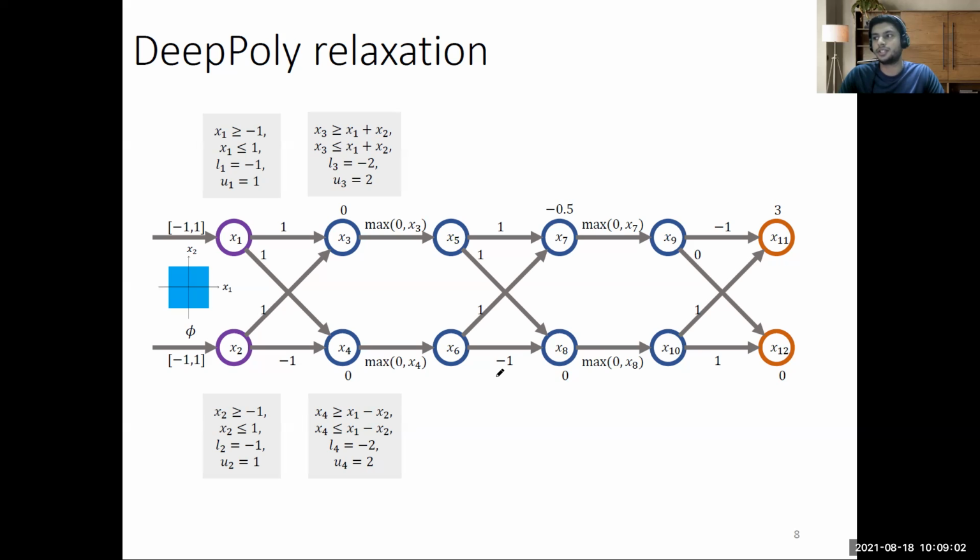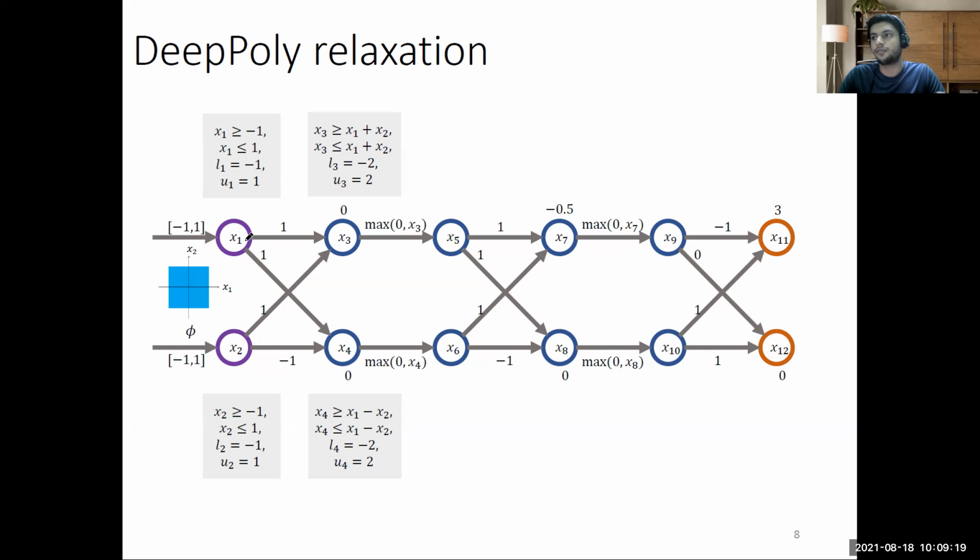In affine transformation, they are similar, they are exact, but this becomes more powerful when it comes to ReLU. And we will be discussing that in future slides. So as we have discussed, to define DeepPoly, we need 4 constraints.